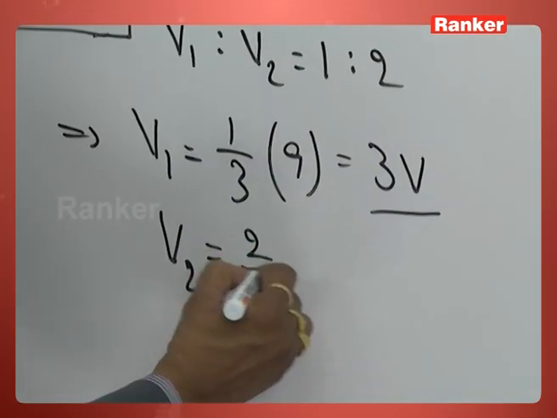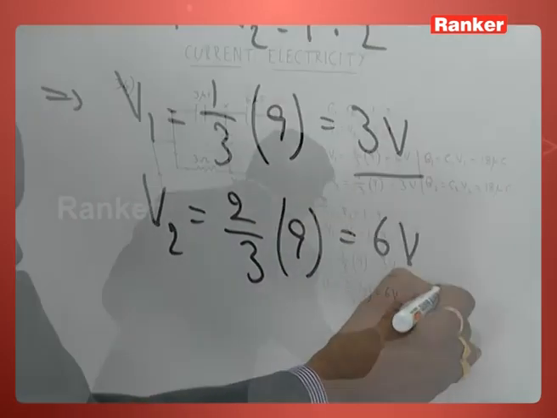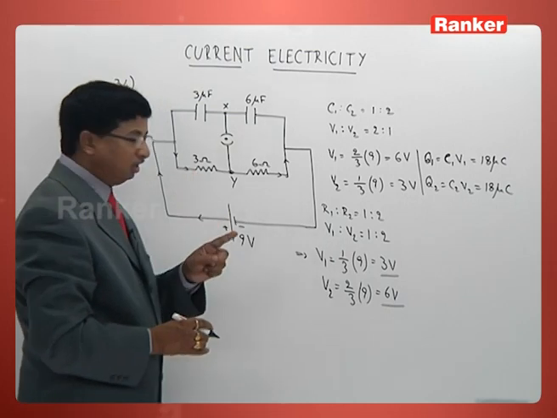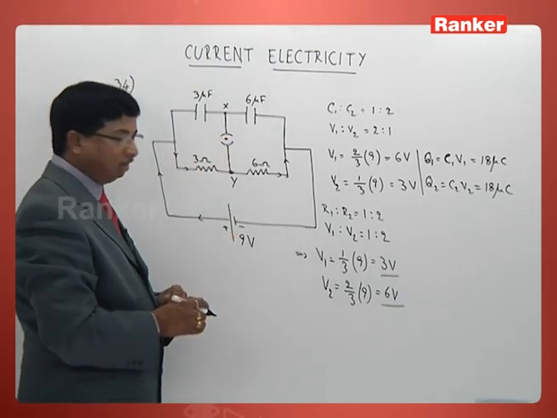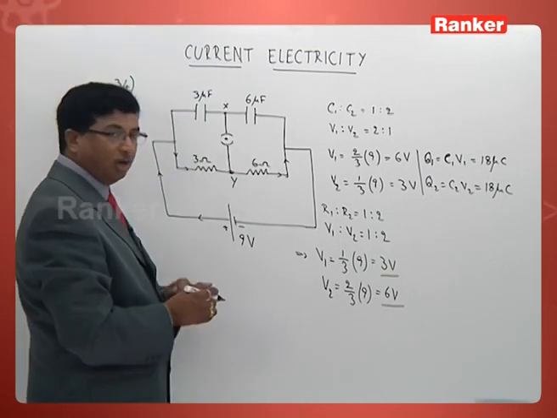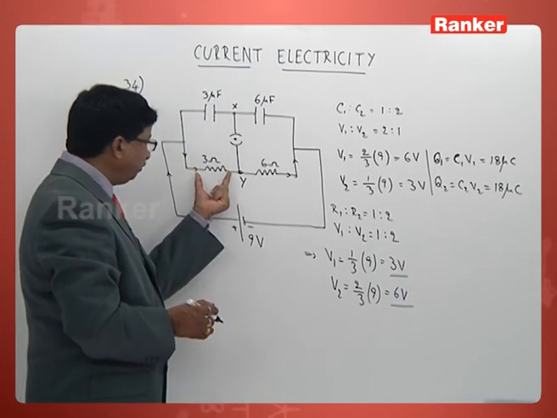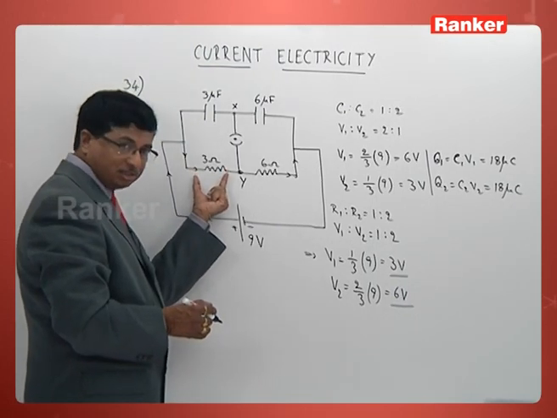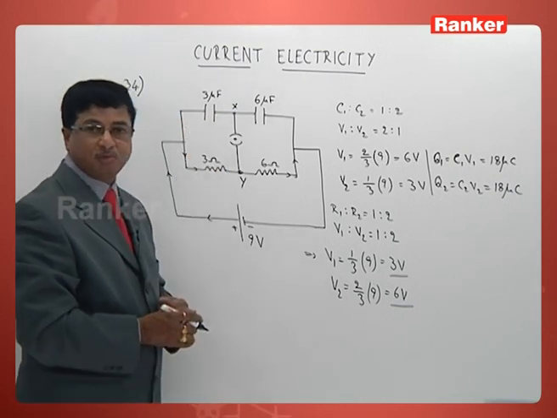That will now be 2/3 of 9. That must be 6 volt. Now observe carefully. The moment you are keeping the switch on, then you can understand these two are in parallel, these two are in parallel. So what you should understand, whatever is the PD across this, same will be the PD across this capacitor also.